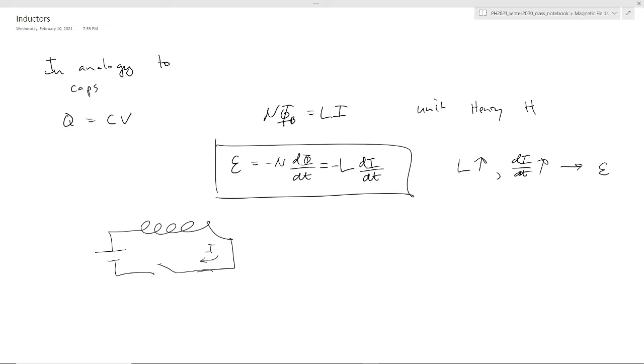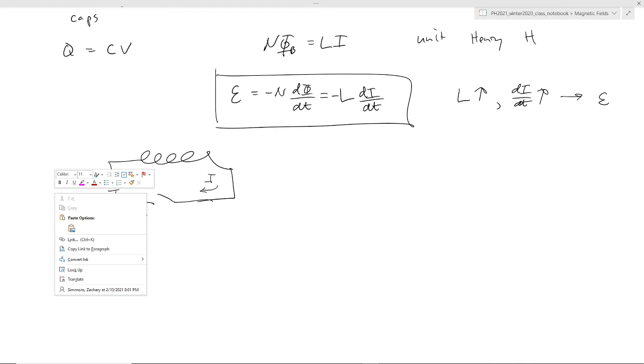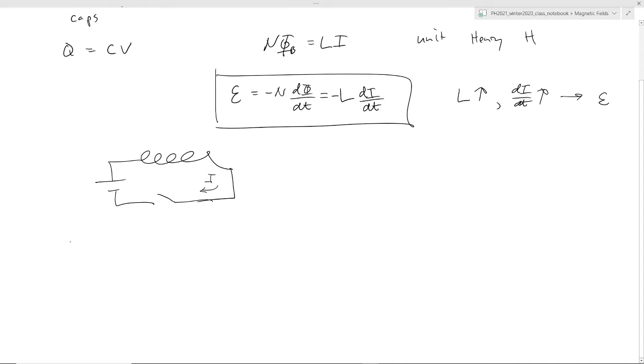So continuing our analogy to capacitors, remember we talked about the energy stored in a capacitor. It looks like 1/2 CV squared, among other ways of expressing this. Well, for inductors, it is similar. The energy looks like 1/2 L i squared.